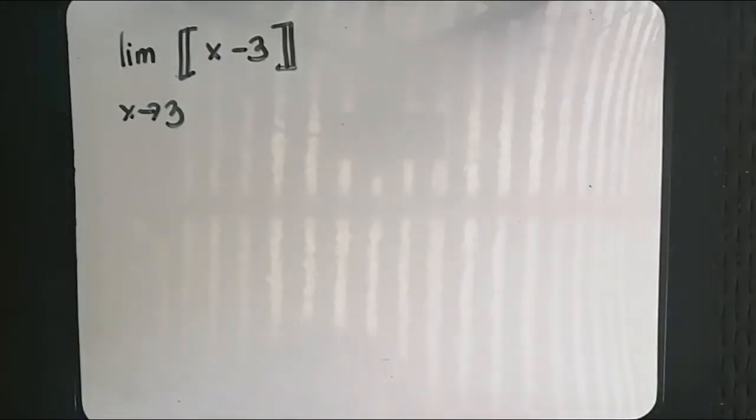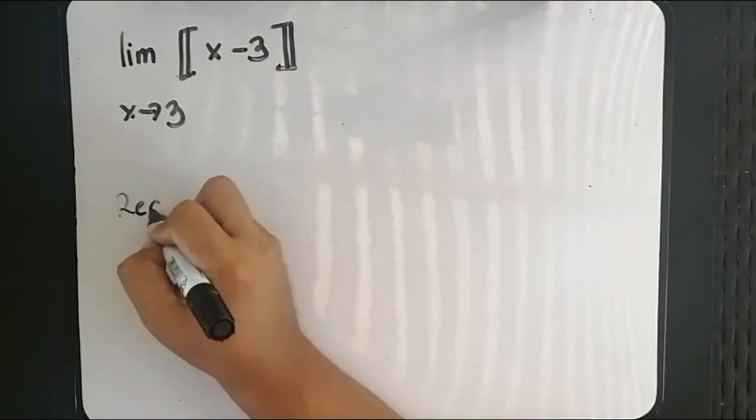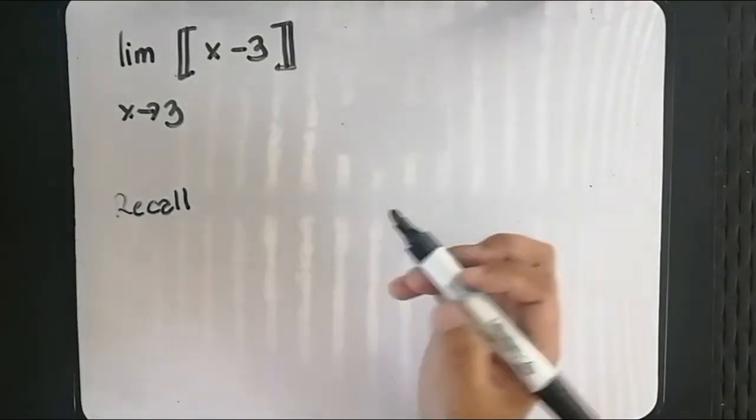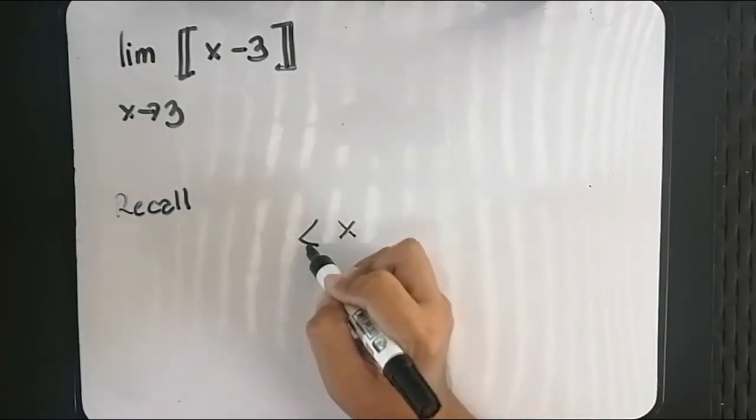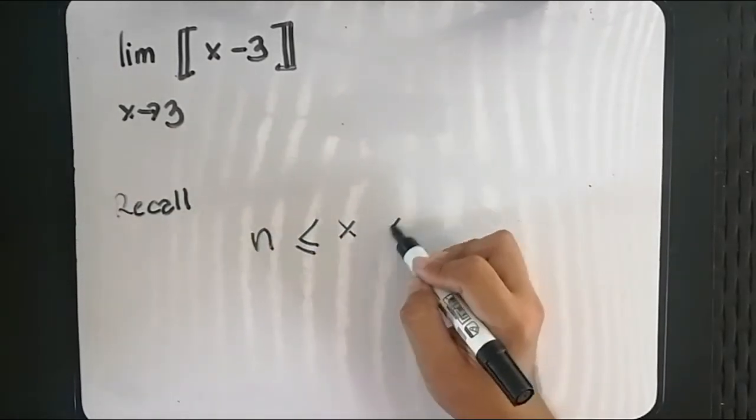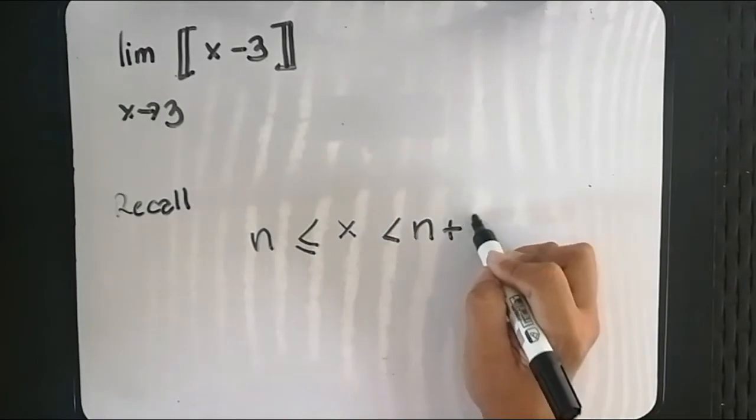So let's consider this example: the limit of the greatest integer function of x minus 3 as x approaches 3. Recall that the definition of the greatest integer function is that x is greater than or equal to n, but less than n plus 1.